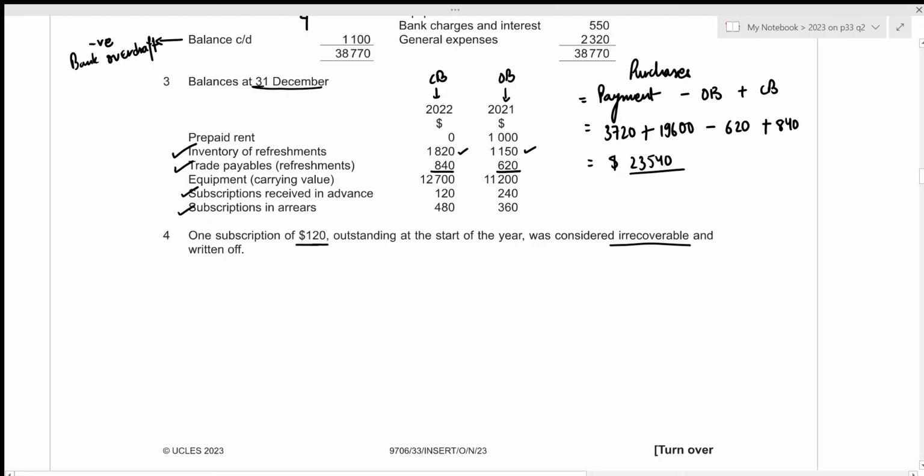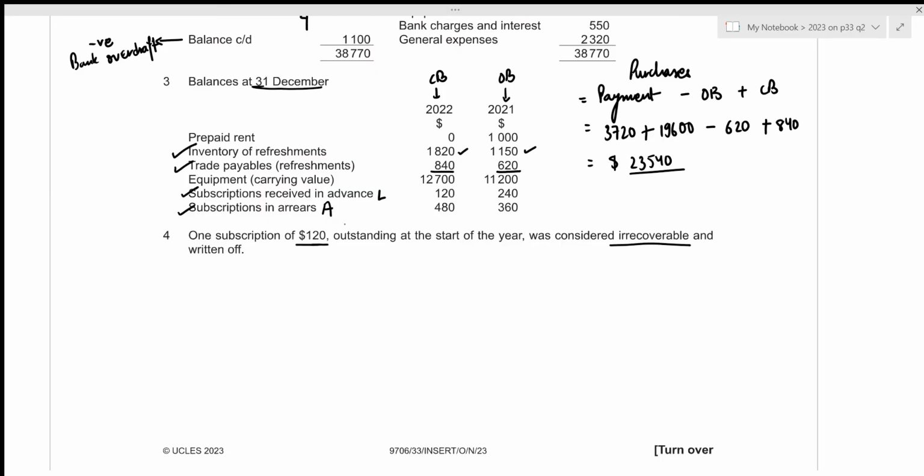Now remember that subscriptions received in advance will be a liability because we've already received the amount for it, but we are yet to provide the services for these, right? And subscriptions in arrears is the opposite. This will be a part of our assets because we have already provided the services, but we are yet to receive the money for it.